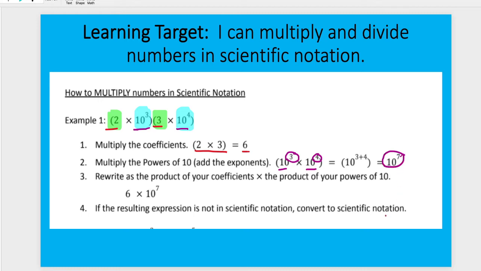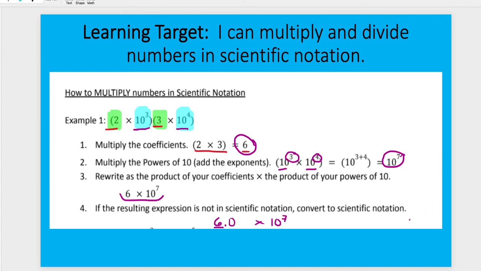So now I'm going to rewrite as the product of my coefficients, which is the 6, and the product of my powers of 10, which is 10 to the 7th. And I'm going to go ahead and write that as an expression in scientific notation. Now, sometimes when you follow these steps, you're going to get a product that's not in scientific notation, and you're going to have to convert it so that it is. Lucky for us, in this first example, there's only one number here, 6 or 6.0 times 10 to the 7th power. So the answer that we just got is already in scientific notation.